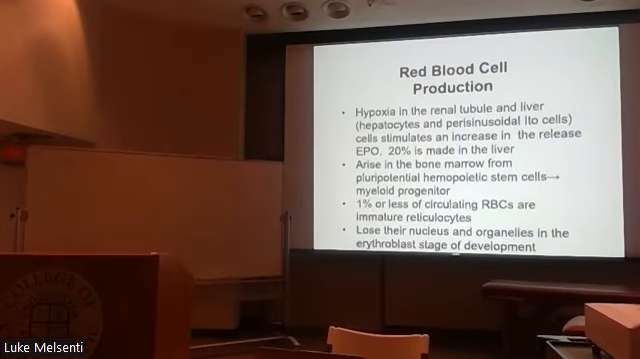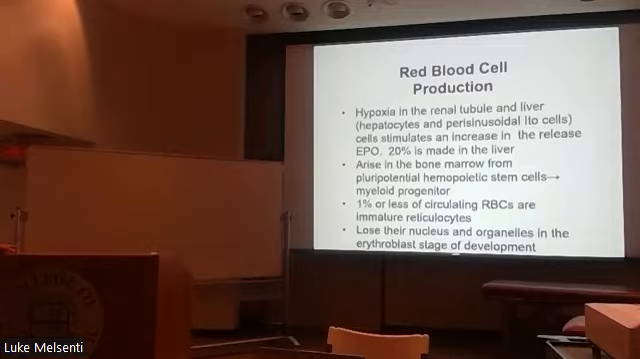So hypoxia in the renal tubule and in the liver, these are hepatocytes and perisinusoidal Ito cells. I don't know if you've seen this when you study. These pick up hypoxia and they release what? EPO. It's the phone call, very good, to the bone marrow, make more red blood cells. Okay? So about 80% of it is made where?